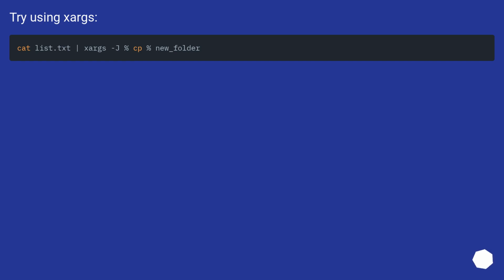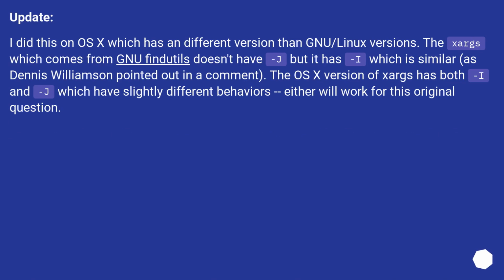Try using xargs. Update. I did this on OS X, which has a different version than new Linux versions. The xargs which comes from new findutils doesn't have -J, but it has -I, which is similar, as Dennis Williamson pointed out in a comment. The OS X version of xargs has both -I and -J, which have slightly different behaviors. Either will work for this original question.